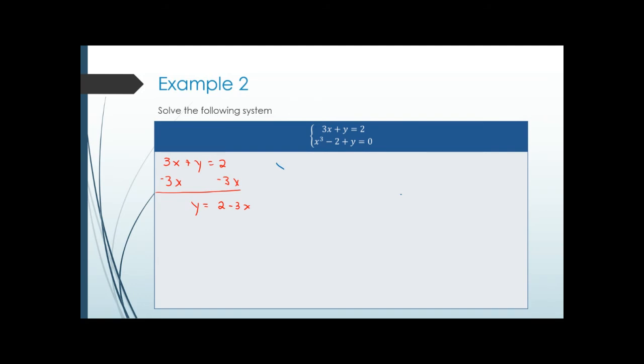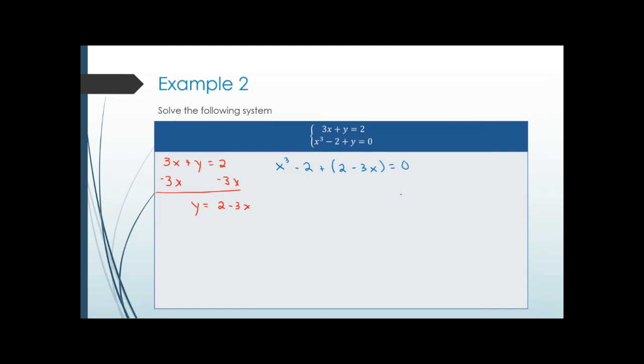Now, in the second equation, I have x cubed minus 2 plus y, and y is 2 minus 3x. I don't really need these parentheses that I put in around the 2 minus 3x because there's a plus in front of it, but if there had been a number in front of it or a negative, then I would need parentheses around that.